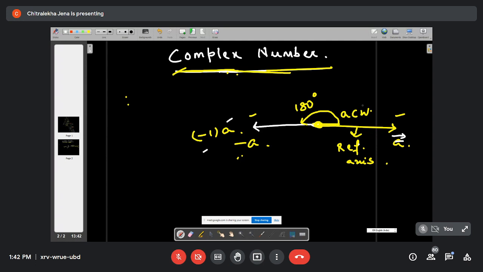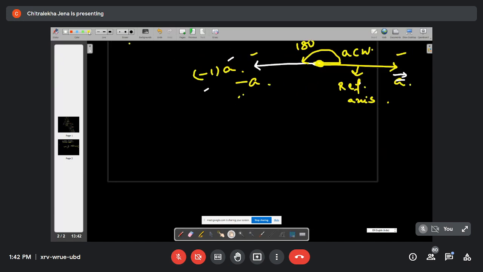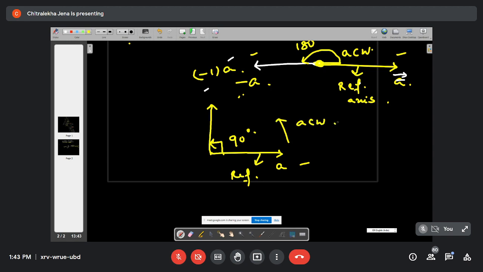Yes ma'am. Okay, so now I will ask one question. Suppose this is my a vector, and I am placing the vector here. What should I multiply with vector a such that my vector or phasor rotates only 90 degrees from its original or reference axis in the anti-clockwise direction? This is my anti-clockwise direction. How much have I multiplied?